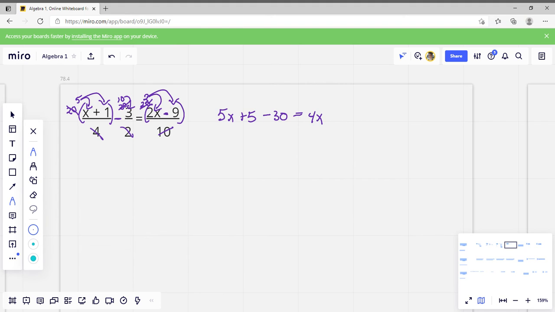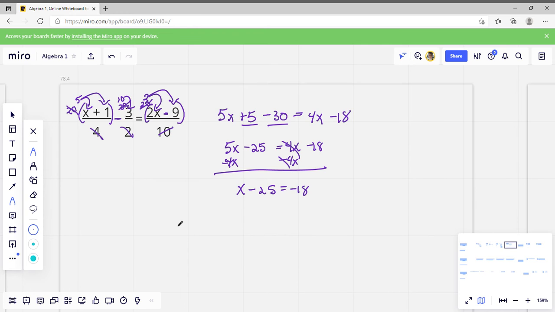That'd be negative 18. All right, now we're going to get these two like terms and put them together. So 5x minus 25 equals 4x minus 18. Now we're going to get our x's together. 4x. And we get x minus 25 equals negative 18. Now we're going to add 25. So 18, 19, 20, 7. x equals 7.